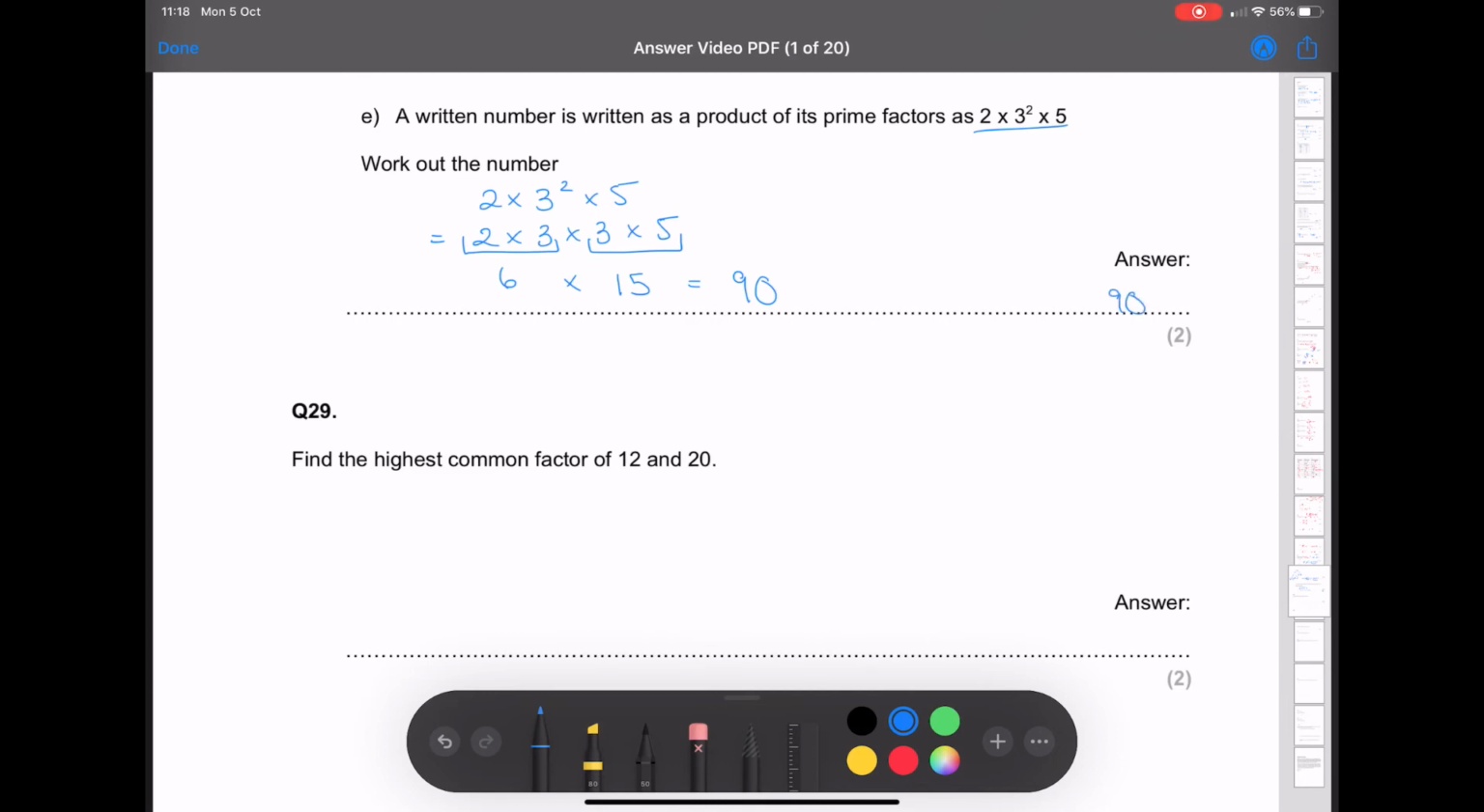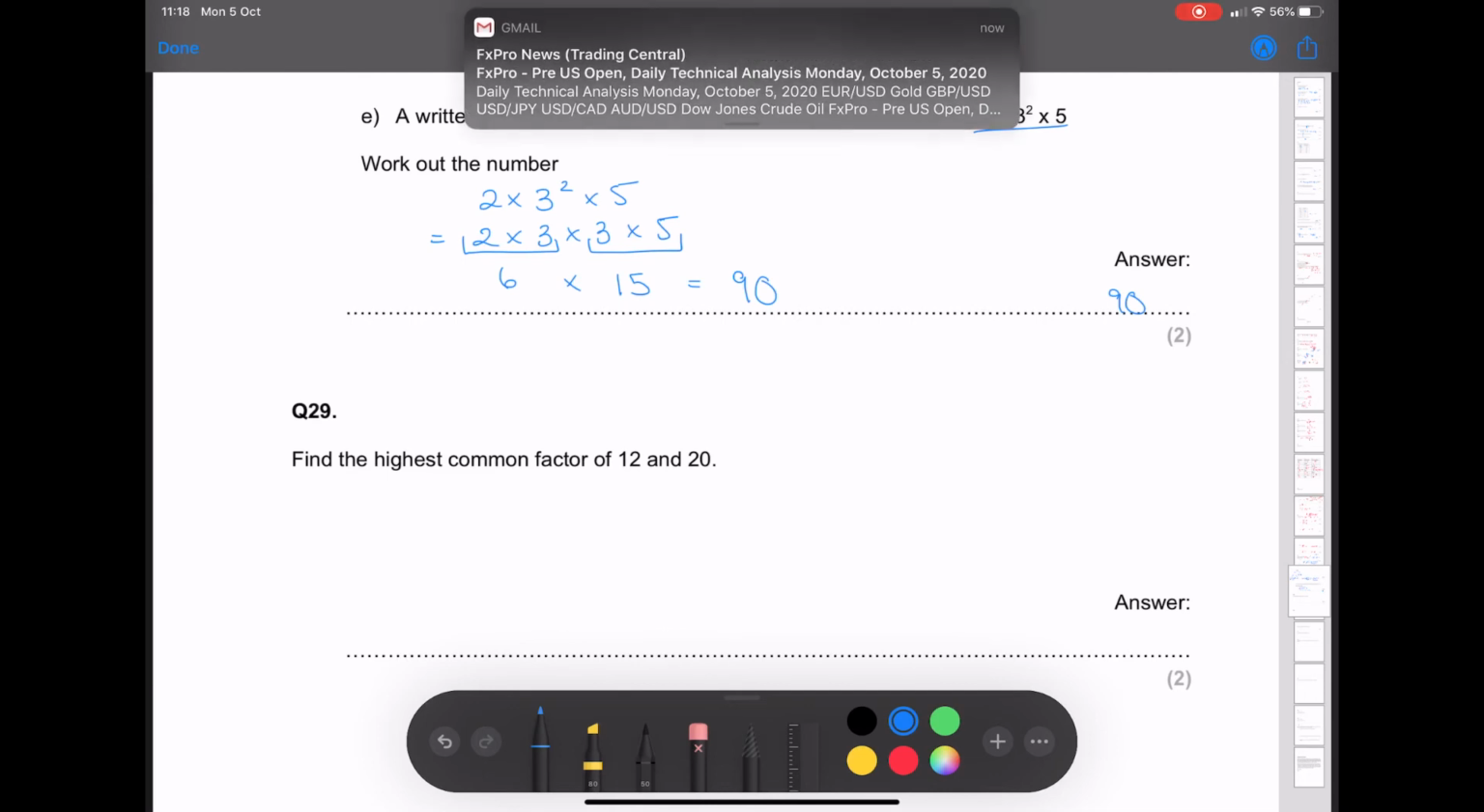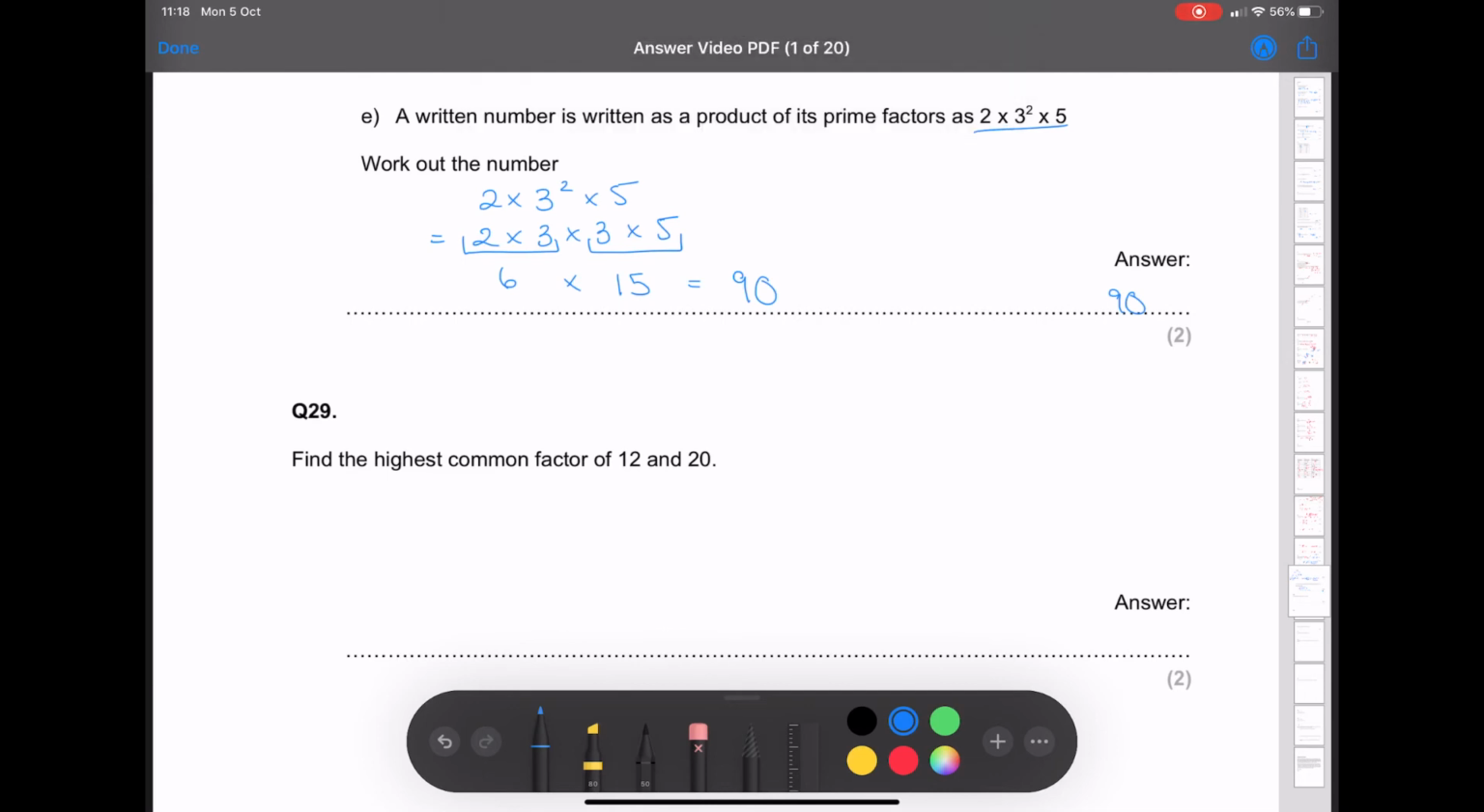Okay, so next, find the highest common factor of 12 and 20. Now, people did get a little bit confused on these, but what we really need to do is write down all of the factors of 12 and all of the factors of 20. Factors go inside a number. They can be divided by those numbers. So, for example, a factor of 12 would be 6 or 3 or 4 because they go inside.